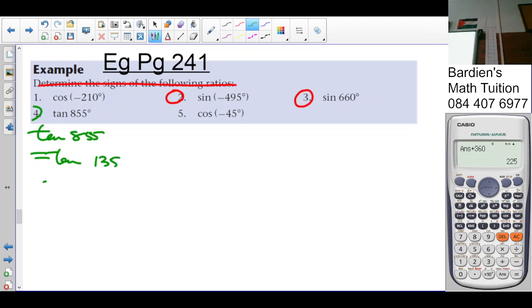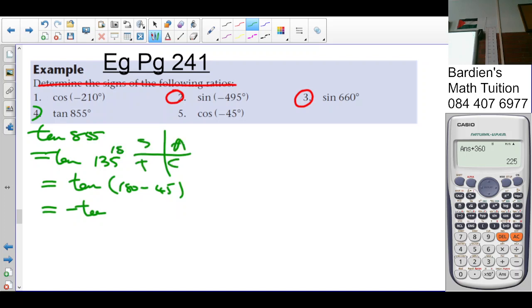135. Which quadrant is 135 in? Second quadrant. So it's going to be tan of 180 minus 45, which is negative tan 45. Remember, all stations to Claremont. It's a 45-degree triangle, so it's 1, 1, root 2. Negative.